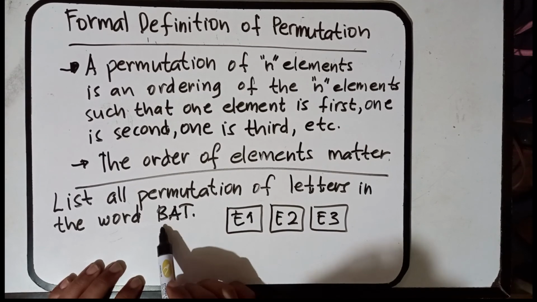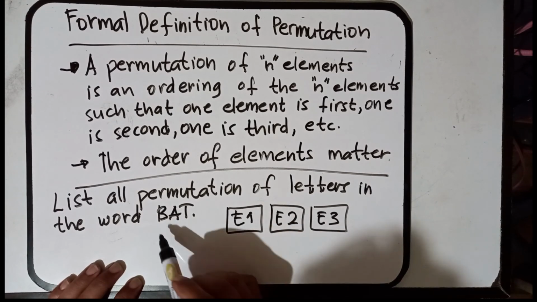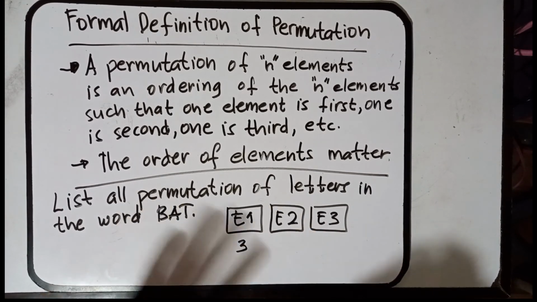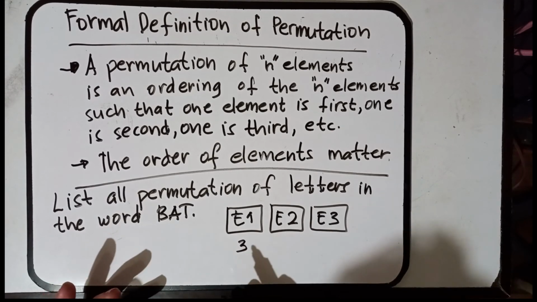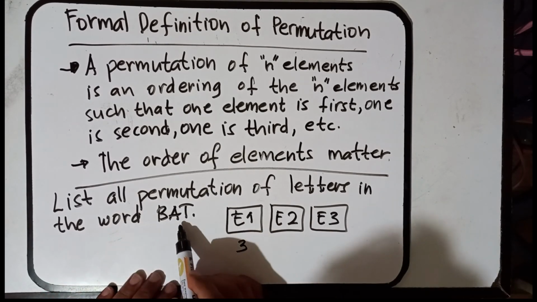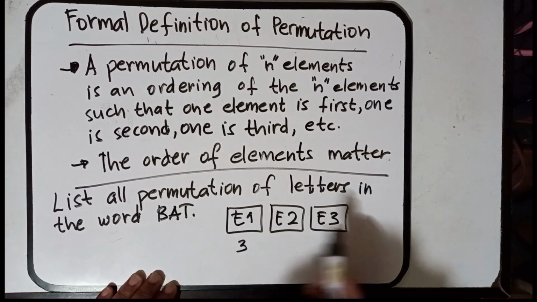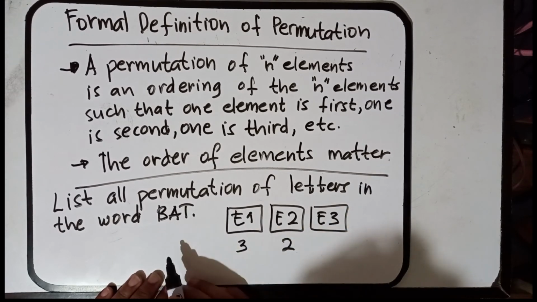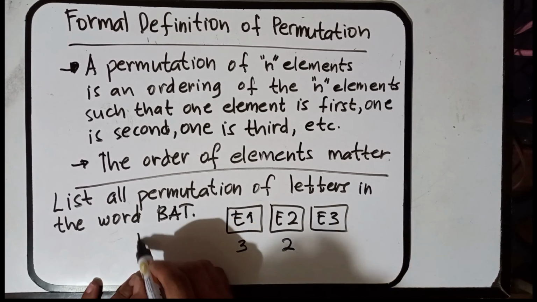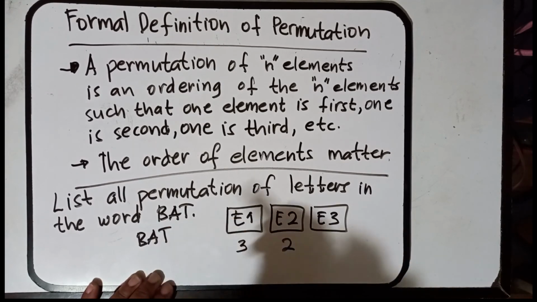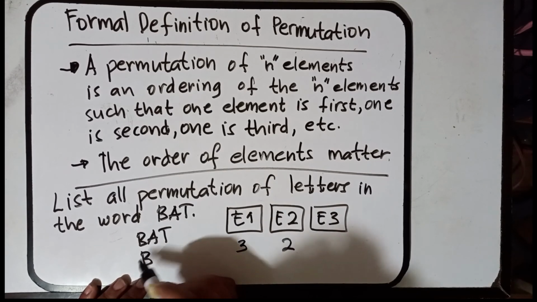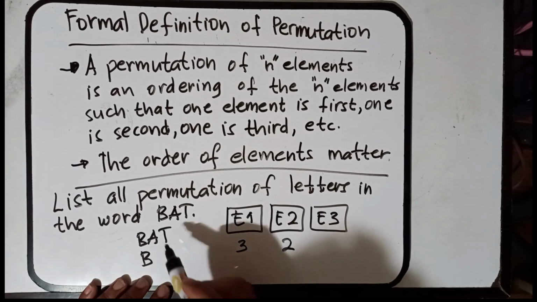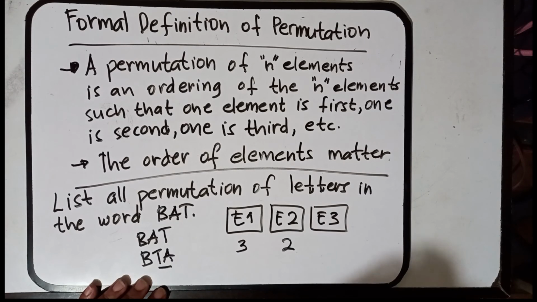For the first event, how many letters can be chosen? We have three letters. After choosing one letter, we only have two letters left. So in the second event, we only have two letters left. Because if we have BAT, then the next arrangement would probably be just between the A and T. So we can interchange these to be BTA. So we have only two letters to choose from. That is why we have two.